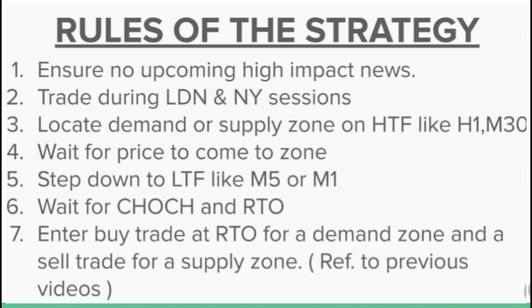So now the 7th thing. When you have seen the change of character and return to order block, you need to get into the trade. You need to enter a buy trade at the return to order block for a demand zone. If it's a demand zone, once you have seen a return to order block on a lower time frame, enter a buy trade. For a supply zone, once you have seen change of character and return to order block on the lower time frame, you need to enter a sell trade. Refer to my previous videos on change of character and return to order block concepts.